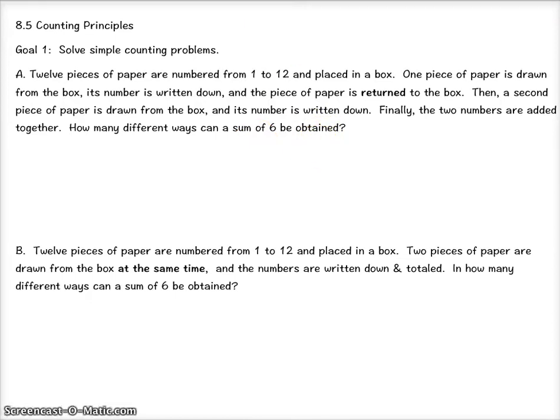So let's think about this. What are the different values we could draw and come up with the sum of 6? Well, I could draw a piece of paper with a 1, and I know that its partner would have to be a 5 in order to have a sum of 6. If I drew out a 2 the first time and then returned it to the box, I would have to draw a 4 the second time to come up with the sum of 6.